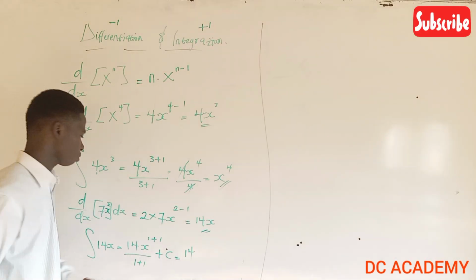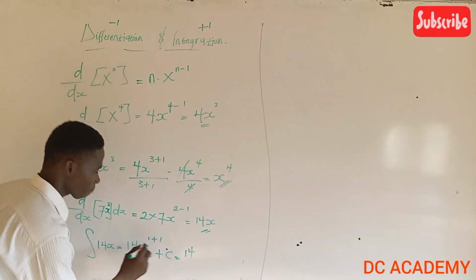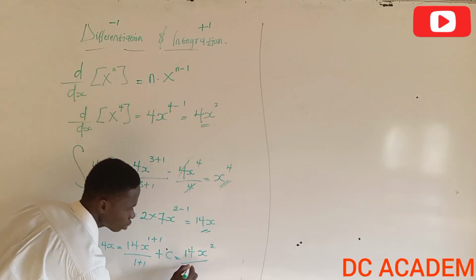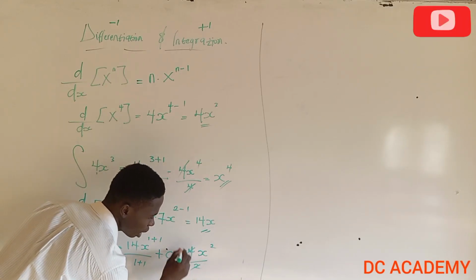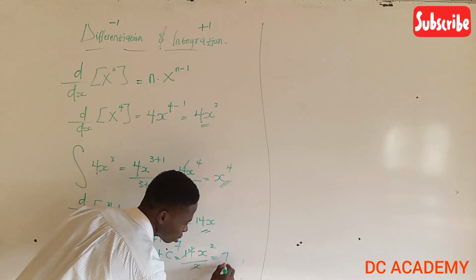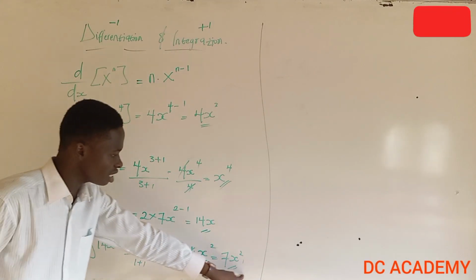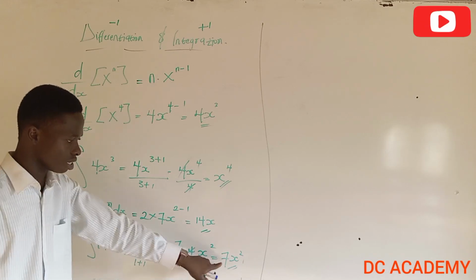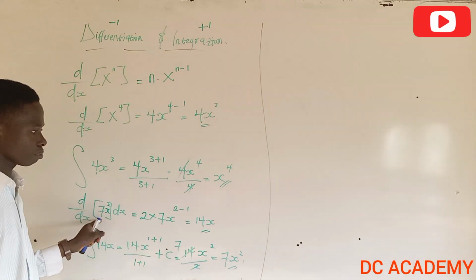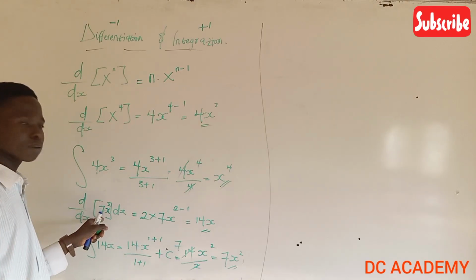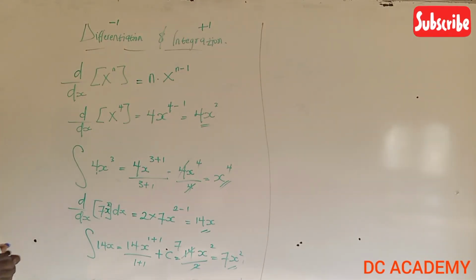Am I okay with that? So this is 14 times x squared divided by 2. And 2 going here, we're going to have 7. This is going to be 7x squared. And if you look here, you now see that the integral of this 14x is this. When you differentiate this, you get this. When you integrate this, you get this. So that's just the logic behind this.